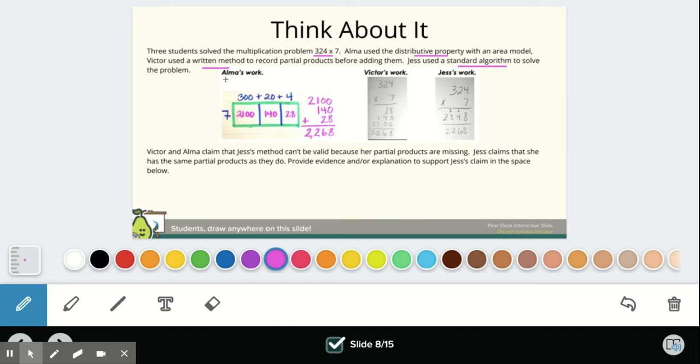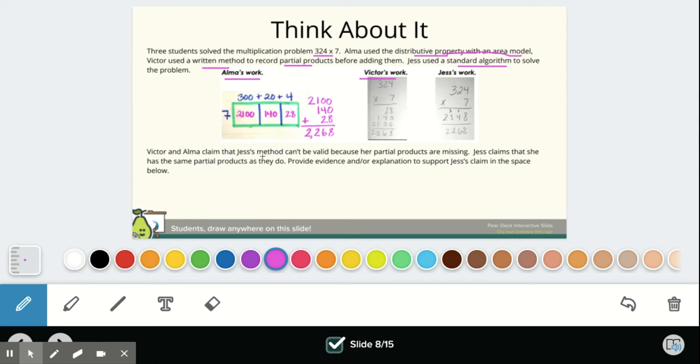All right, so here's Alma's work using the distributive property with an area model. Here is Victor's work using a written method to record partial products before adding them. And then here's Jess's method using a standard algorithm to solve the problem.